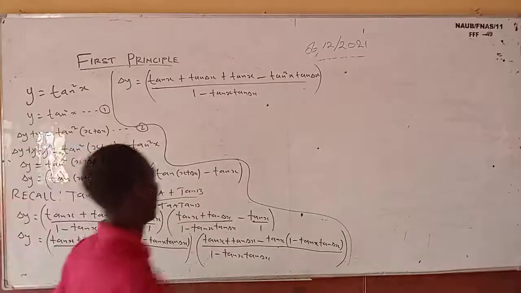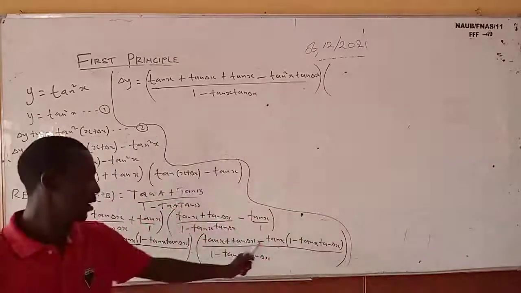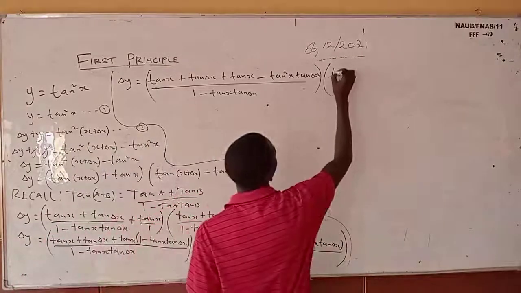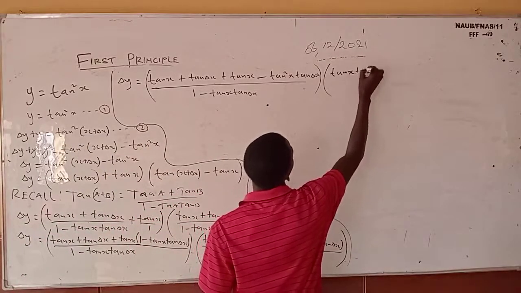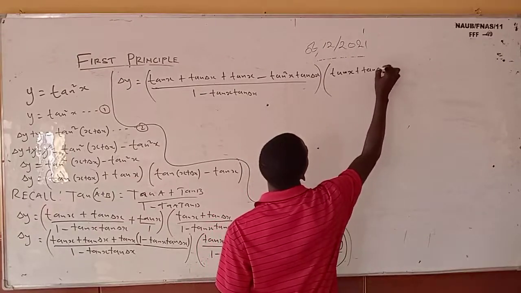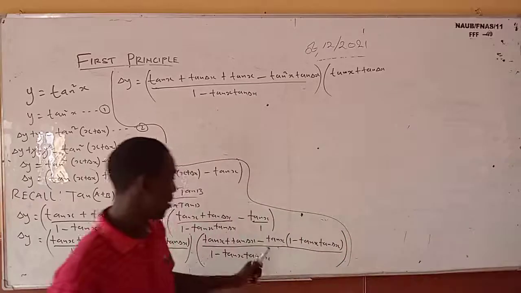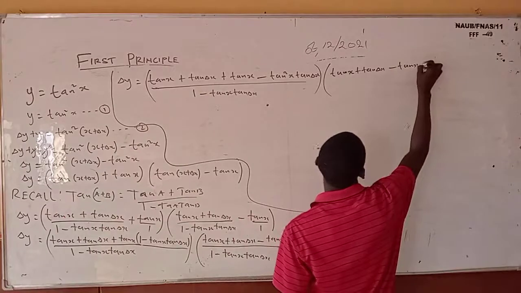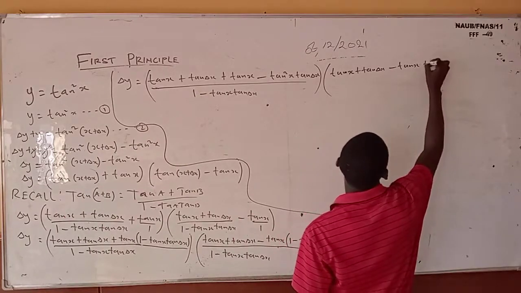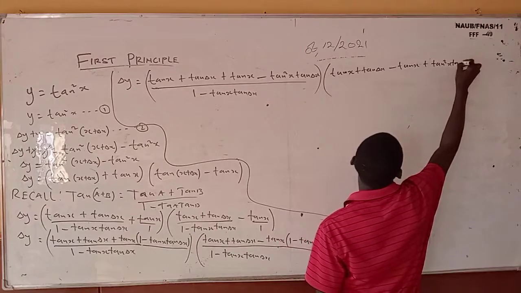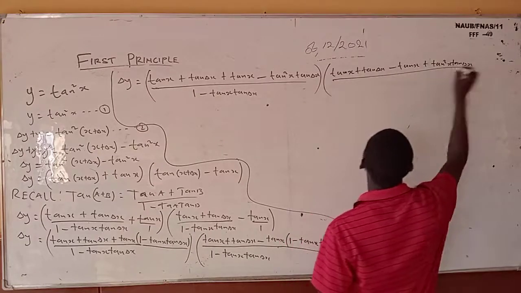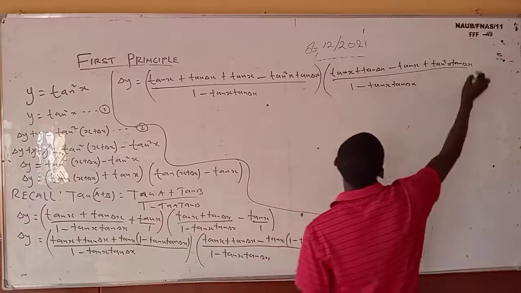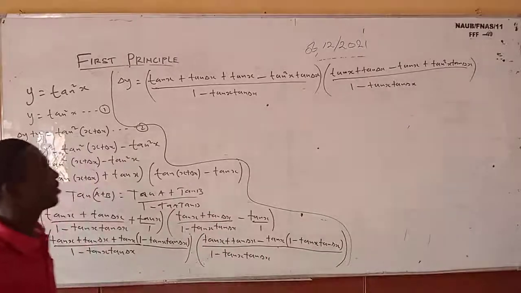Okay, so now the next thing here is also to clear the bracket for this. So we are going to have tan s plus tan change in s back, tan s plus tan change in s, and minus tan s will neutralize the bracket, so we are going to have minus tan s plus tan square s tan change in s, all over 1 minus tan s tan change in s. I hope you get this.